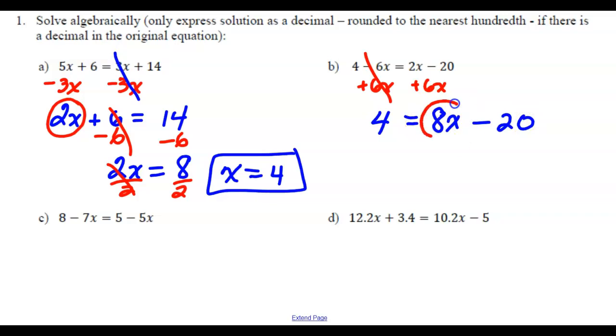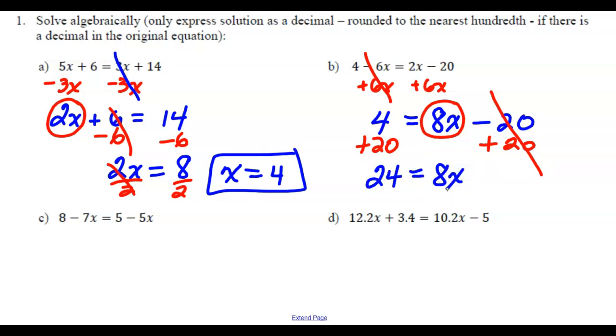Okay, circle the x term. Got to get rid of negative 20. So we add 20 to both sides. And so that's going to be 24 equals 8x. And then divide by 8. Remember that I like showing x first. So when I divide by 8, I get 3. So that's going to be x equals 3, rather than 3 equals x. Okay.